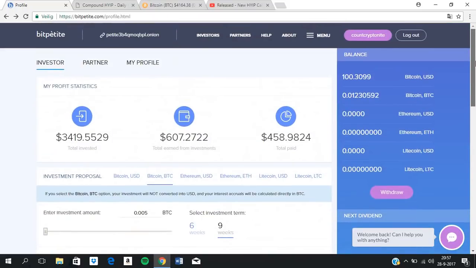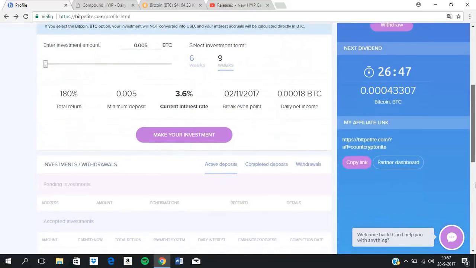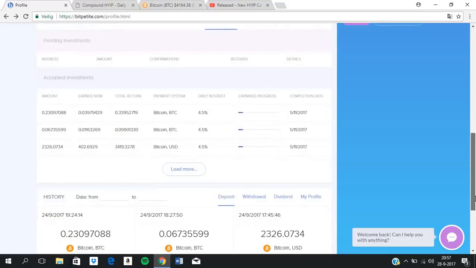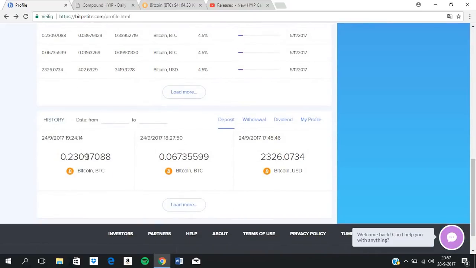I also want to give you guys an update, maybe 2 times a week, or maybe 1 time a week, just to tell you how my investments are doing. I've started this not so long ago. That was this Monday. Let's see if I can see it here. Yeah, the 24th of September. Oh, here's the amount of Bitcoins I've deposited.